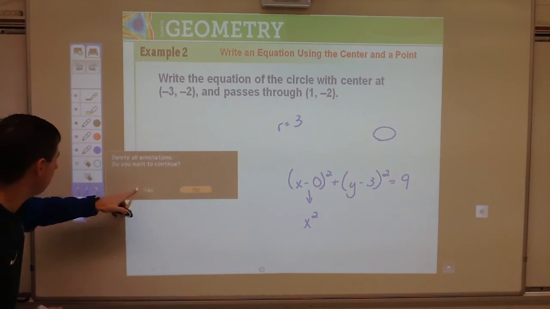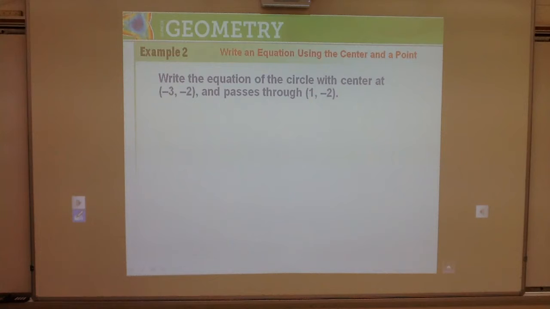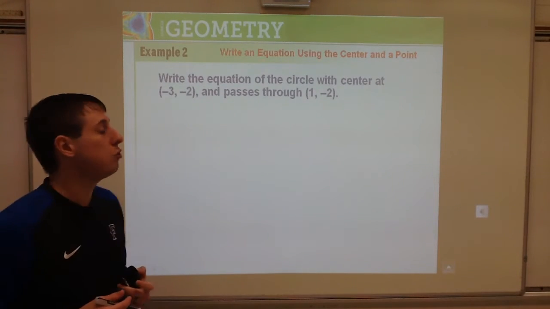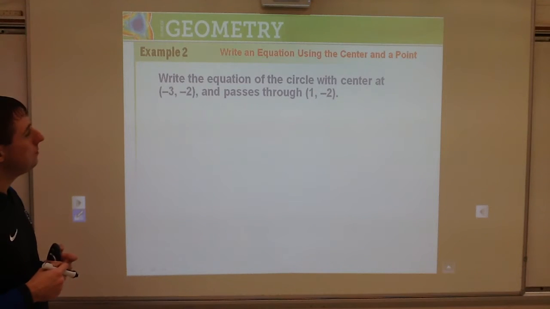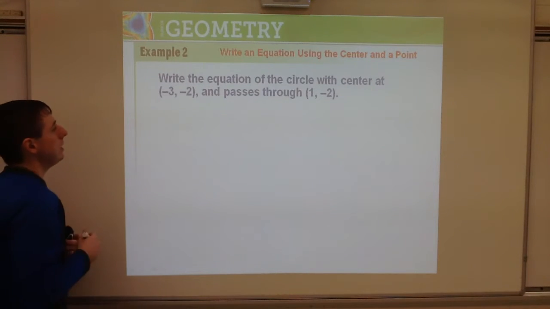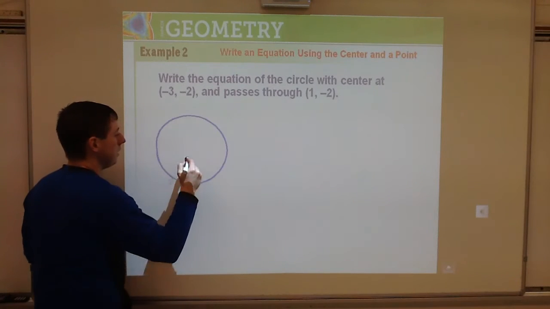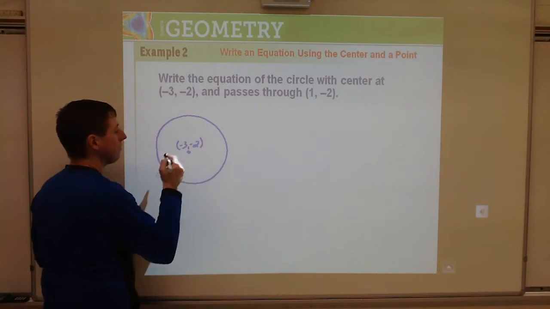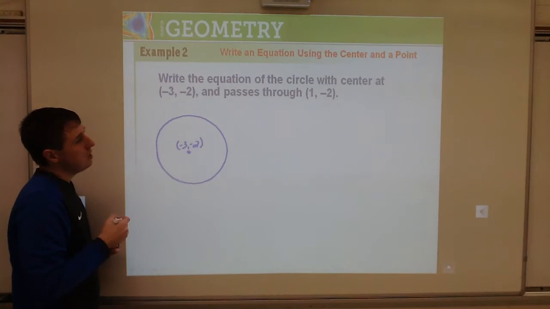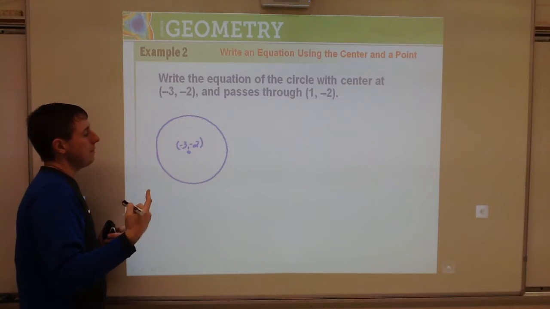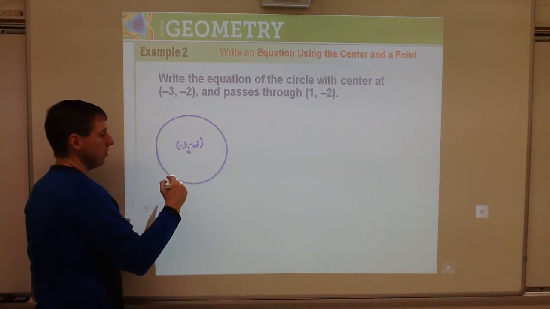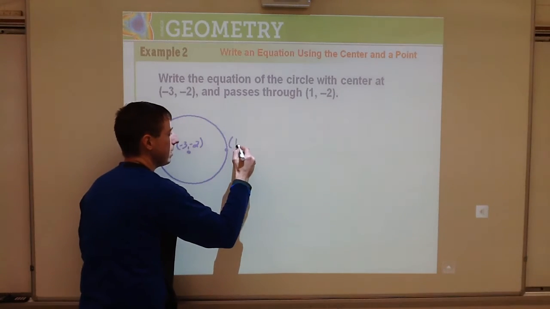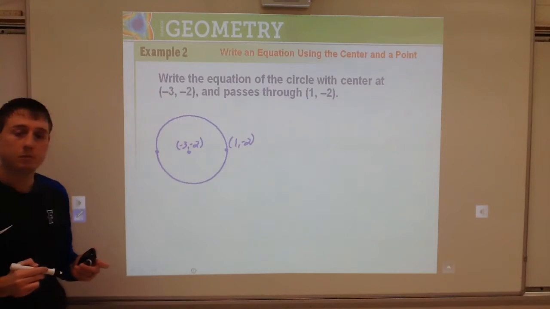The next one here is a little bit tougher. So here we go. It says write the equation of the circle with a center at -3, -2, and it passes through 1, -2. Okay, so what I want you to do here is when it says passes through, and what it means by the center, I know you guys know what the center means. So it's saying -3, -2 is there at the center. When it says passes through, that means that the actual circle hits that point. So I'm going to go over here on this side. Let's say this point right here is 1, -2.